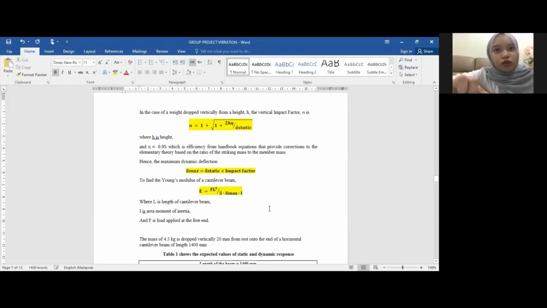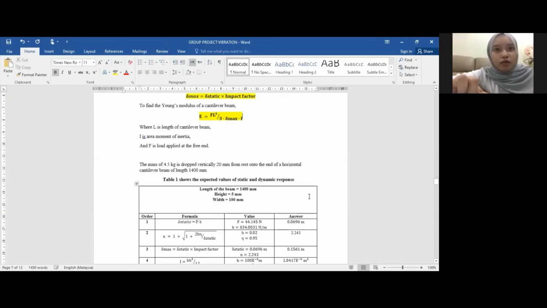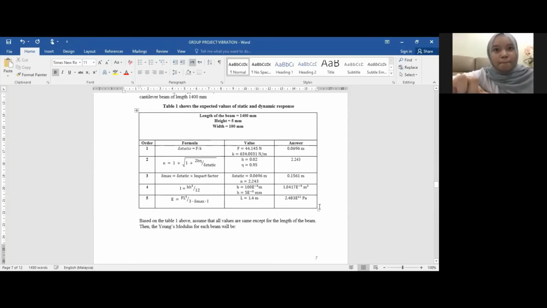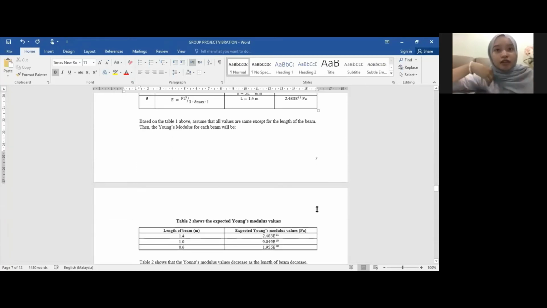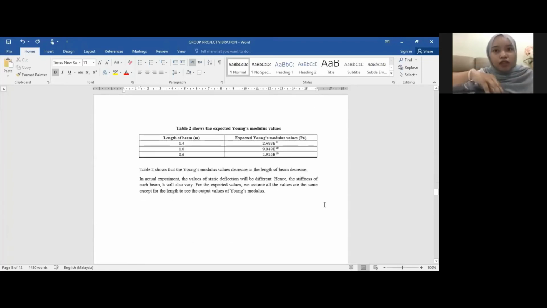Okay, so as you can see in the box, we have all the static and dynamic values. So we can get the Young modulus value. To get the Young modulus value for each beam that we use, I assume that the value for K and the static deflection is the same, so that I can get the expected value.